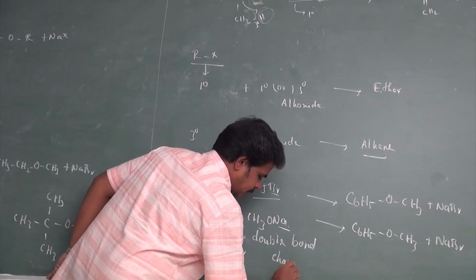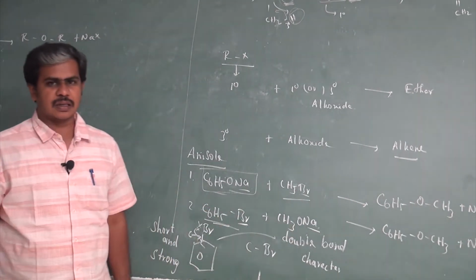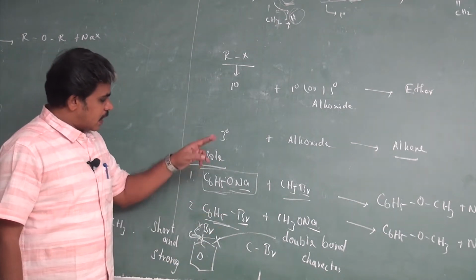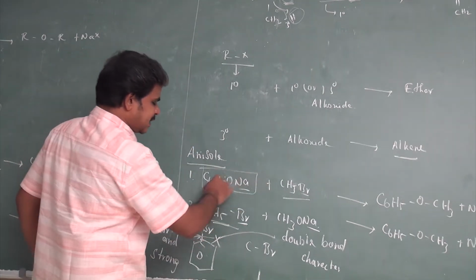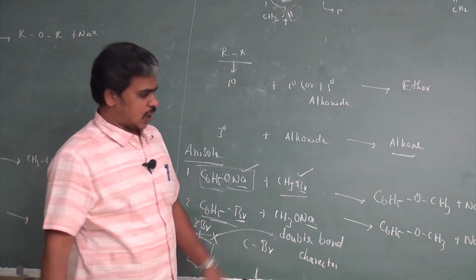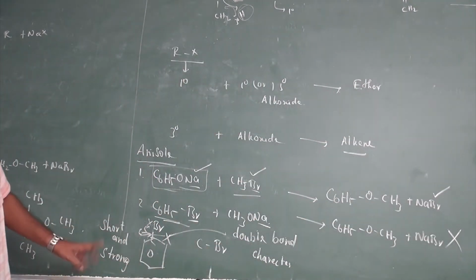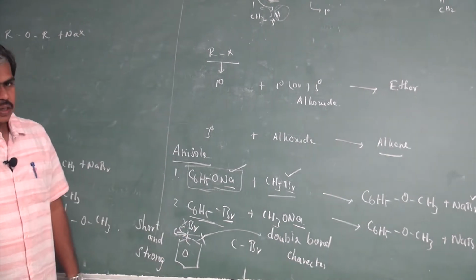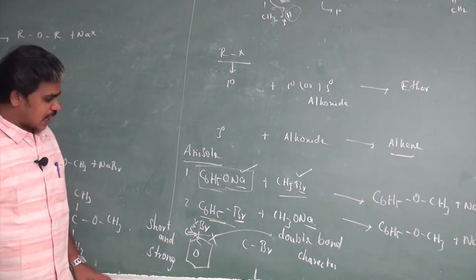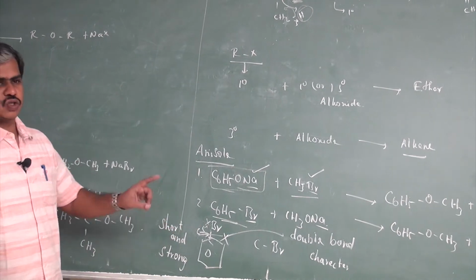So due to this short and strong bond and also the double bond character, we are not able to cleave the bond. It is not possible. So the best option to prepare anisole is sodium phenoxide treated with methyl iodide gives anisole. It is correct. The other is wrong. Why? Because the C-Br bond in bromobenzene is not easily cleaved because of double bond character and also it is a very short and strong bond.